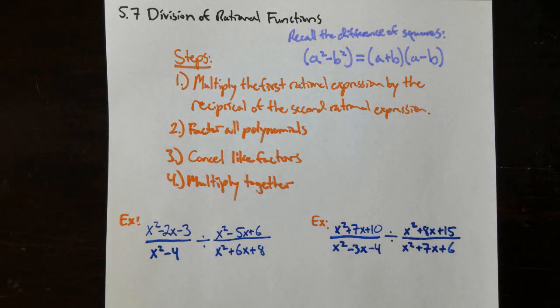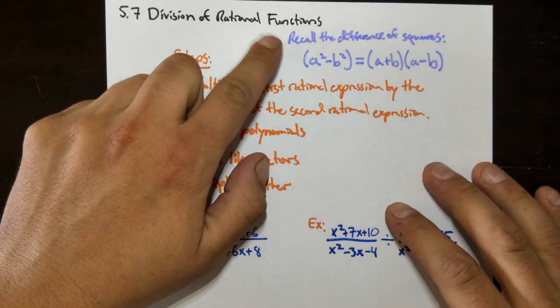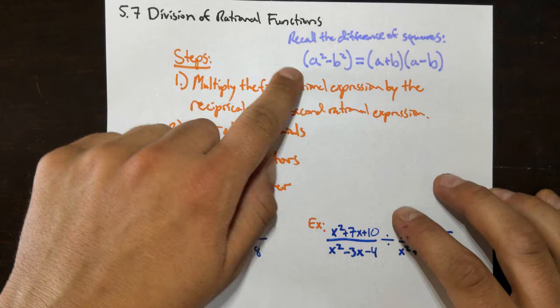Hello class, today we're on 5.7, division of rational functions. So before we get into the division of rational functions, I just want you guys to recall the difference of squares, and that is this.